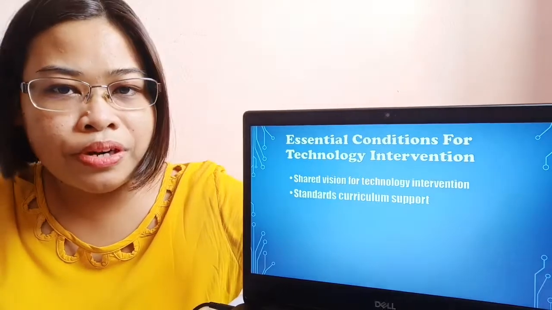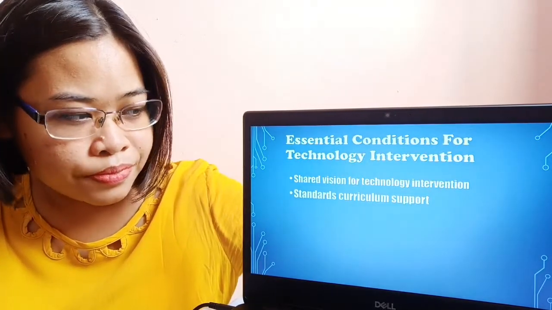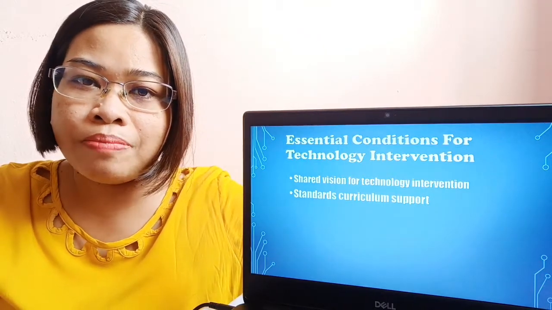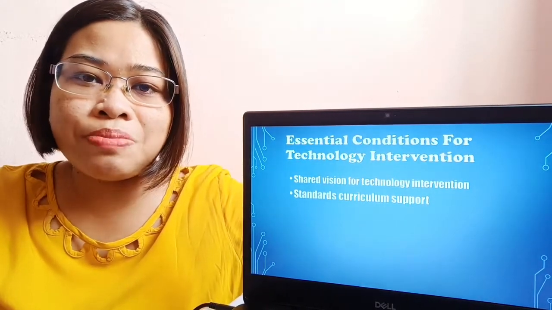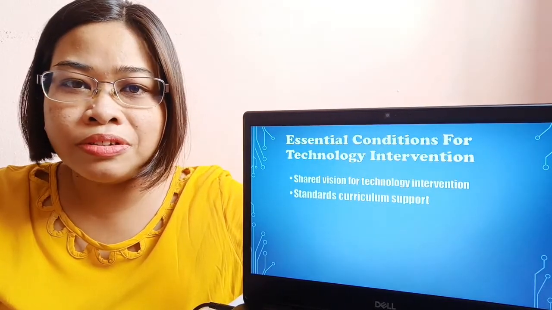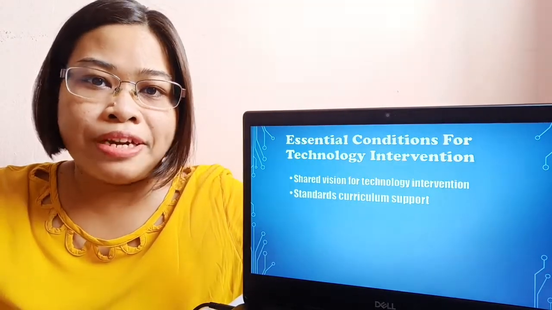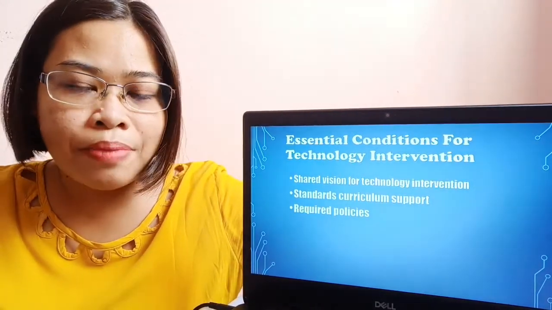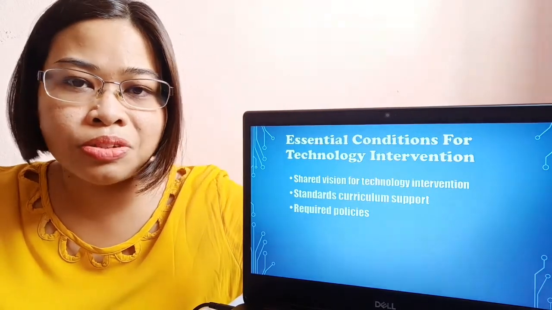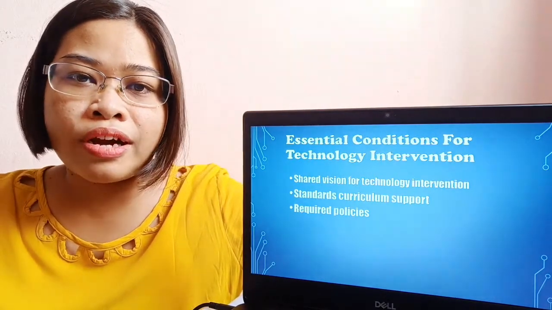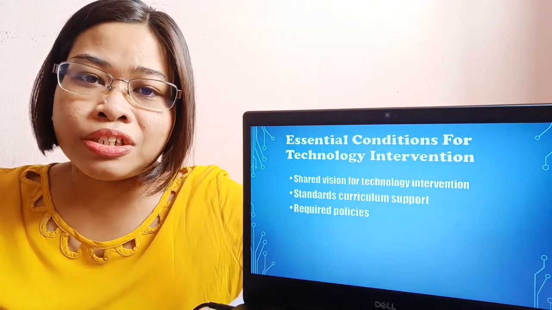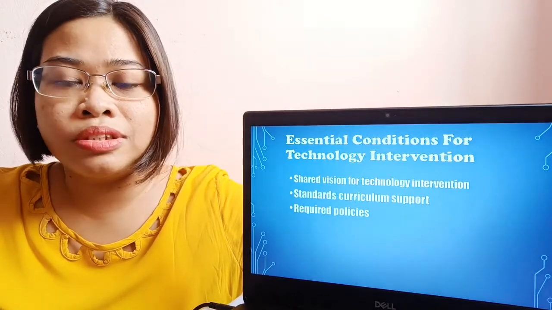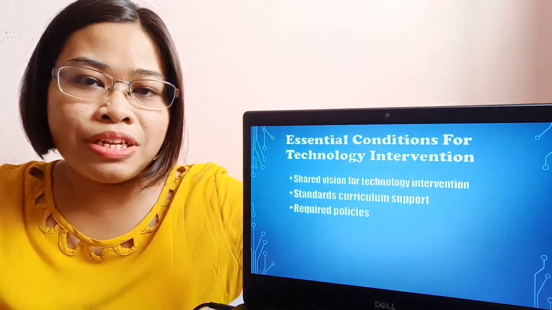Standards and curriculum support. The use of technology or media in instruction should be included in the planning of the curriculum, and it should be appropriate in the subjects that our students are going to learn. Another is the required policies. This is very important because this will serve as the guidelines for the students and for the teachers to be followed while they use the media or technology during the instruction.